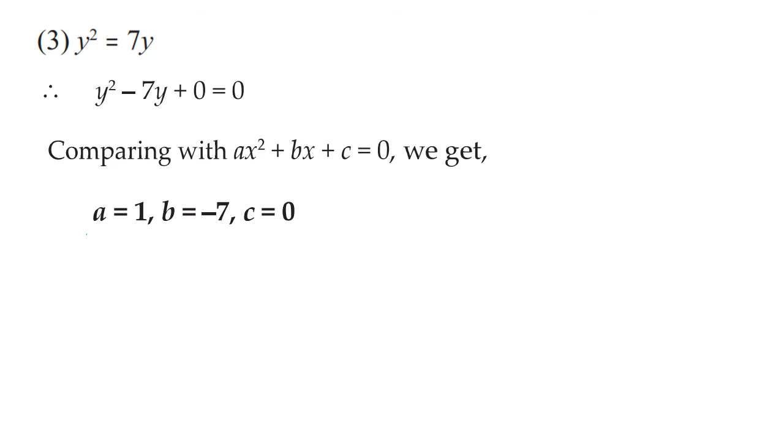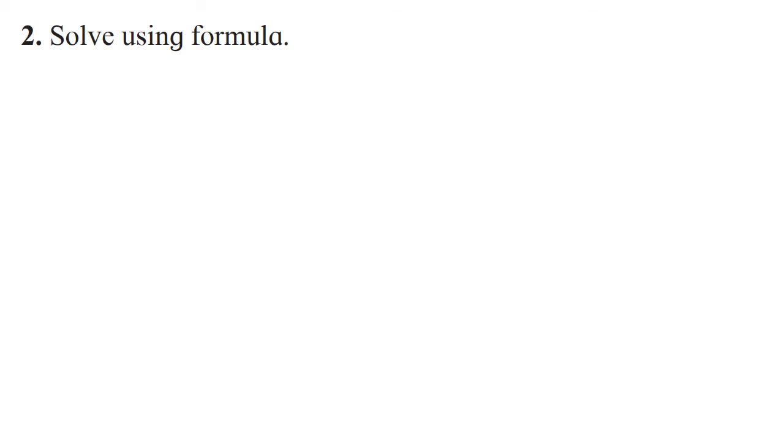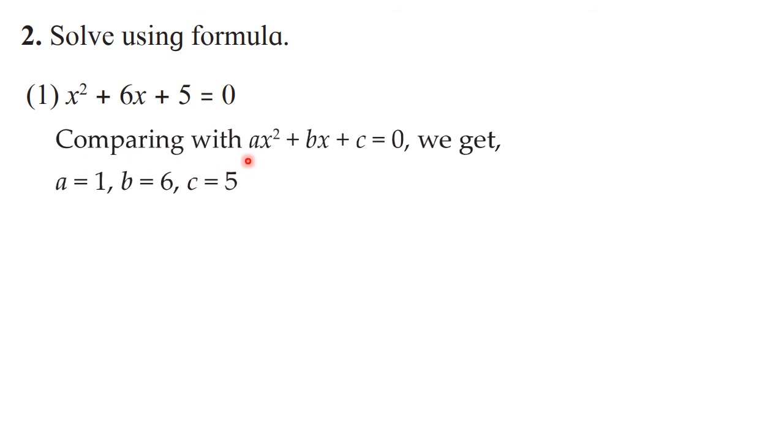Now let's go ahead. Let us see one question here. Solve using formula: x square plus 6x plus 5 is equal to 0. First of all, you have to see whether the given equation is in standard form or not. Yes, it is in standard form, that is ax square plus bx plus c is equal to 0. After that, immediately you compare it with x square plus bx plus c is equal to 0. Then we get a as 1, b as 6 and c as 5.